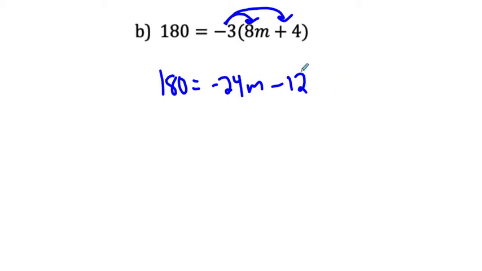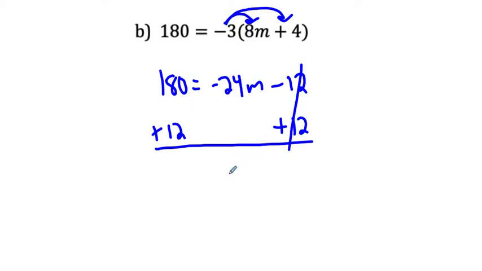Next, we need to get rid of the number that does not have a variable. So this is a negative 12, a minus 12. The opposite of subtraction is addition, so we will add 12. Again, we have to do this to both sides because it's an equal sign. We've got to keep it equal. We've got to do the same thing to both sides. So we're going to add 12.